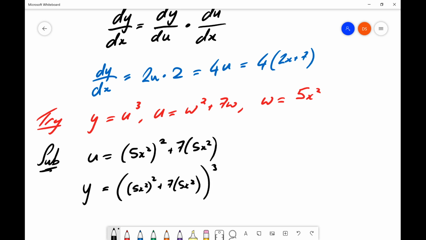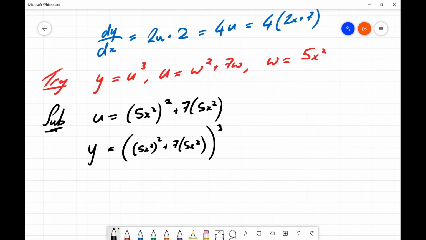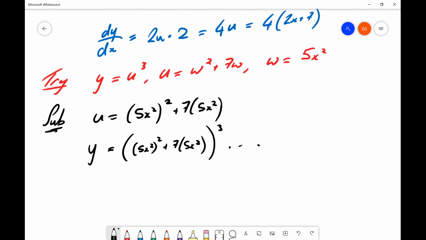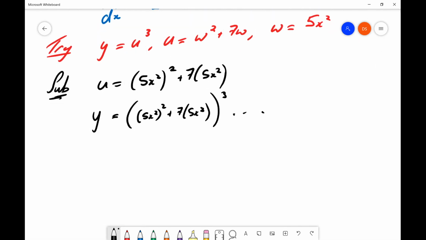That already starts to look pretty ugly. And so if I ask you to differentiate that with respect to x, you could, but it'd be a bit ugly. But let's try the other way.